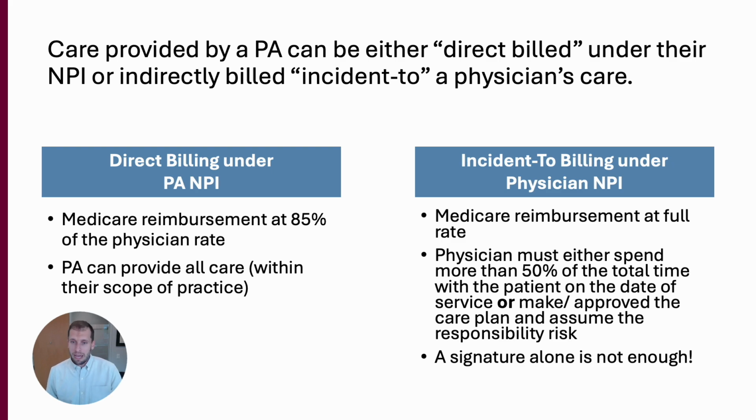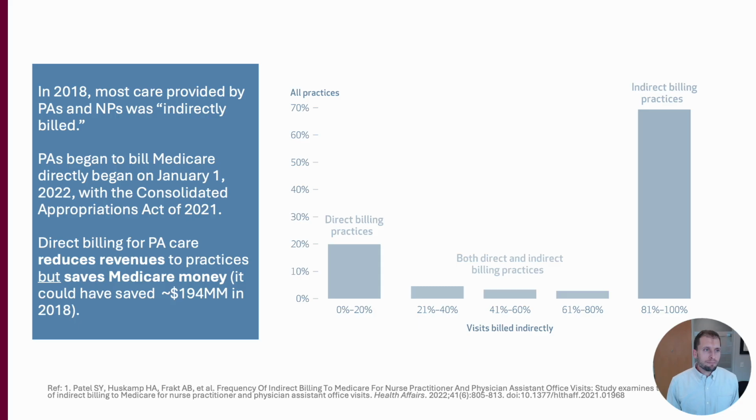Or should the PAs see their own patients and the doctors primarily see their own patients, and both are billing independently? You're probably able to see more patients that way, and it probably ends up working better for the practice. So we've seen this shift over time. In 2018, most care provided by NPs and PAs was indirectly billed.